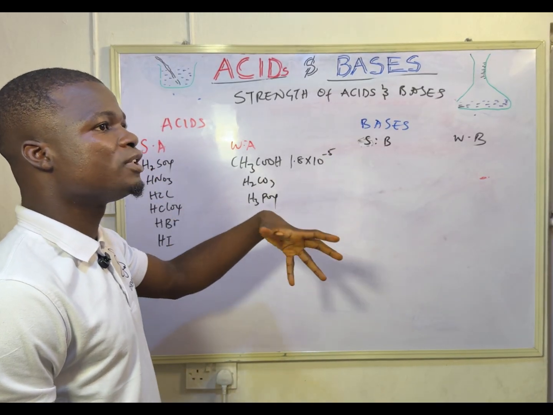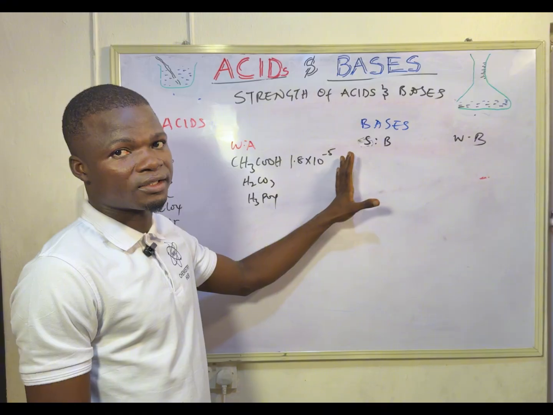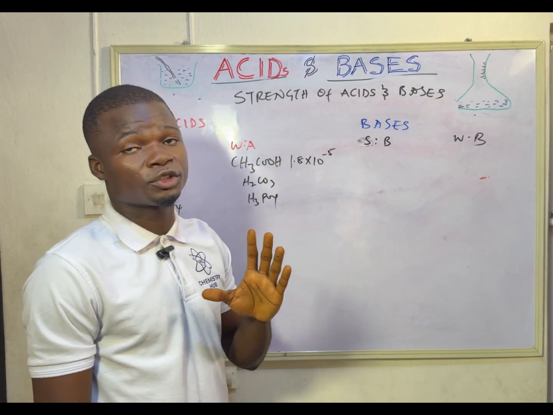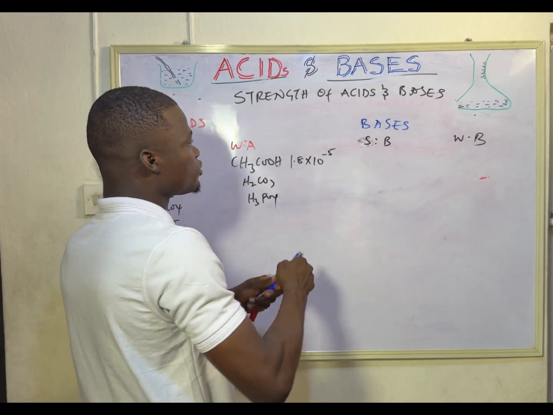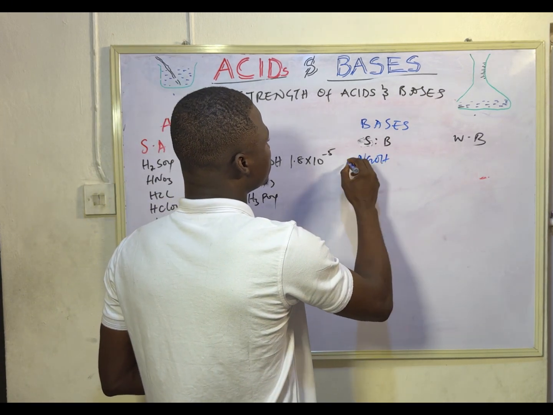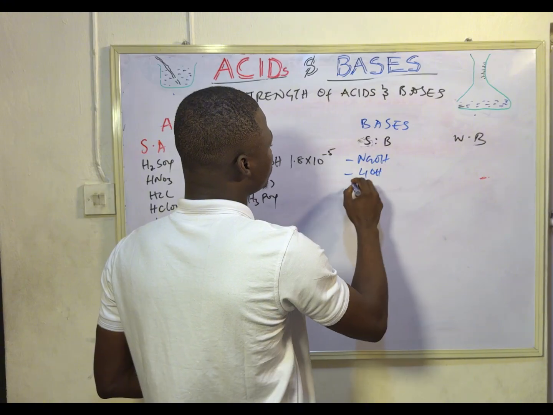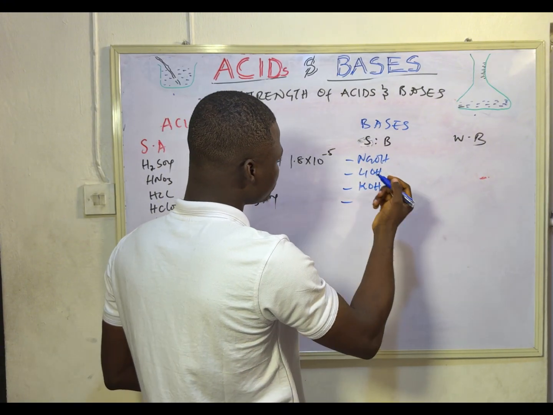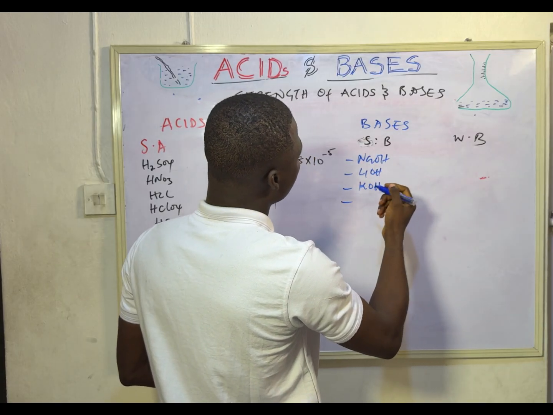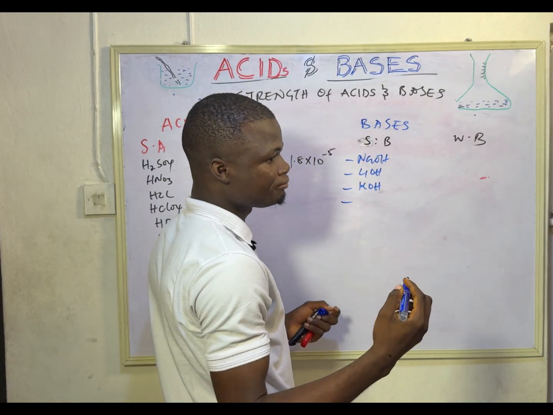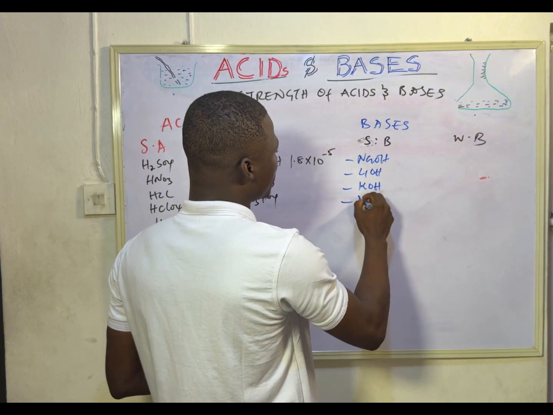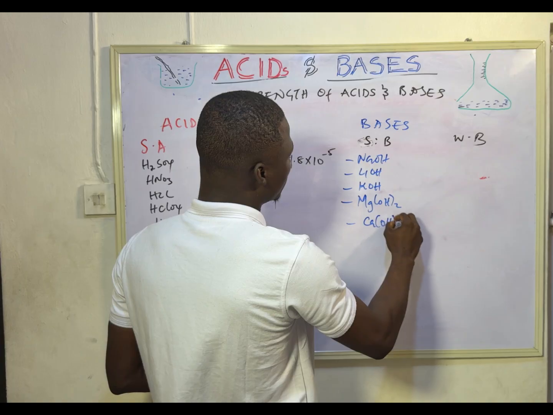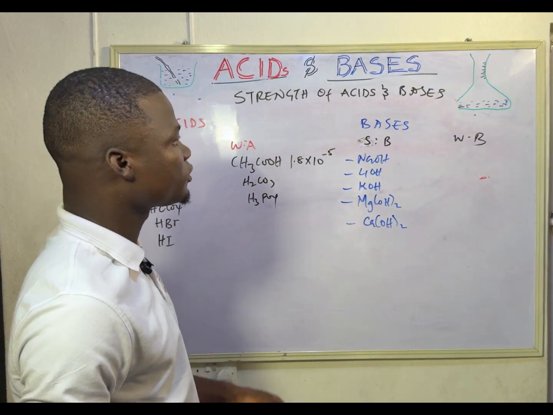Majorly, all bases of alkali metals, group one metals, are referred to as strong bases, except francium, and the reason is because francium is radioactive. So bases like sodium hydroxide, lithium hydroxide, potassium hydroxide, what else do we have? And some bases like magnesium hydroxide and calcium hydroxide. They all fall under strong bases.